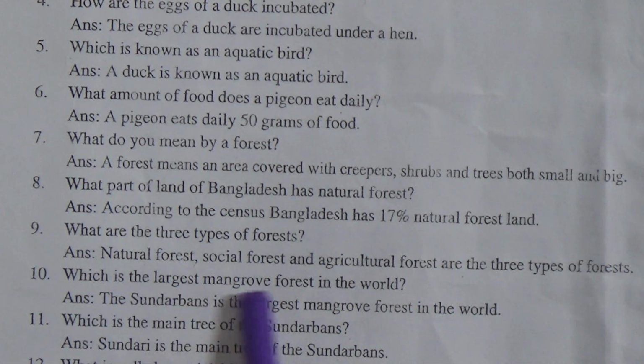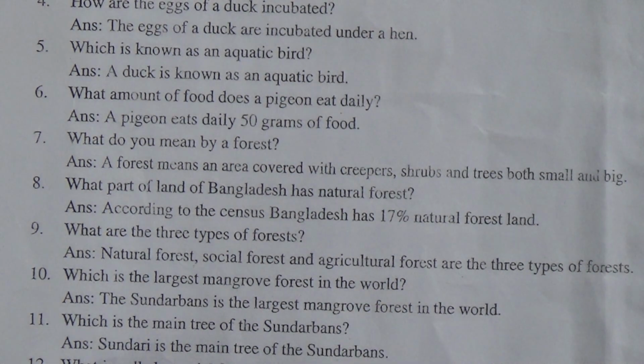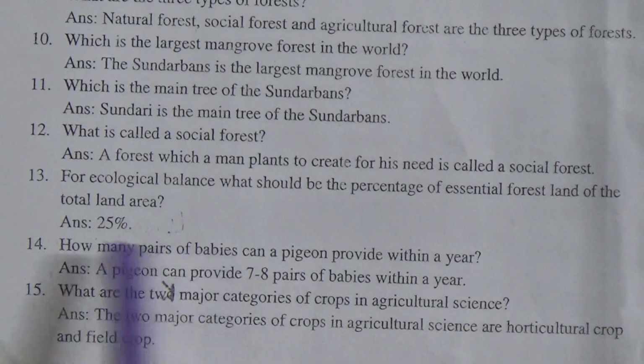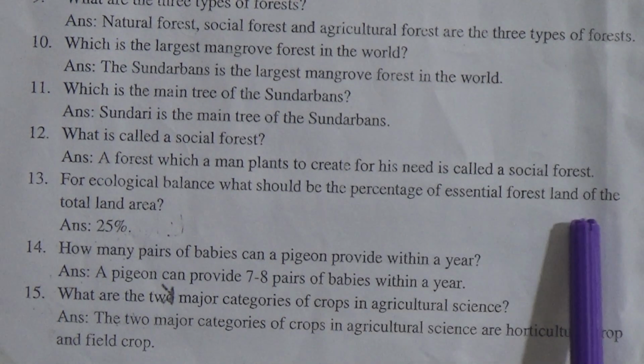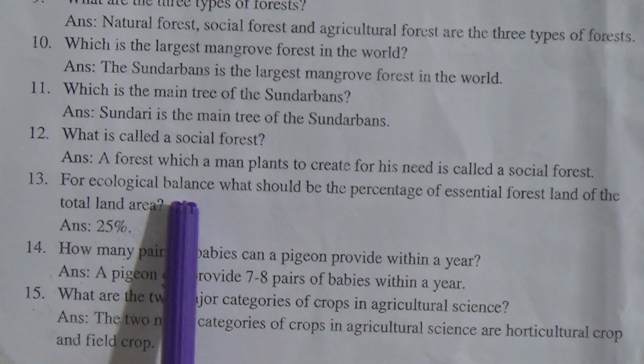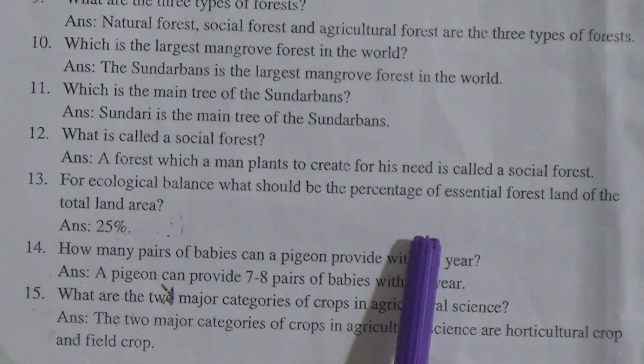Which is the largest mangrove forest in the world? The largest mangrove forest of the world is Sundarbans. Okay, what is called the social forest? A forest which a man plans to create for his need is called a social forest. For ecological balance, what should be the percentage of essential forest land of the total land area? It should be 25%. You need to say the full sentence here.